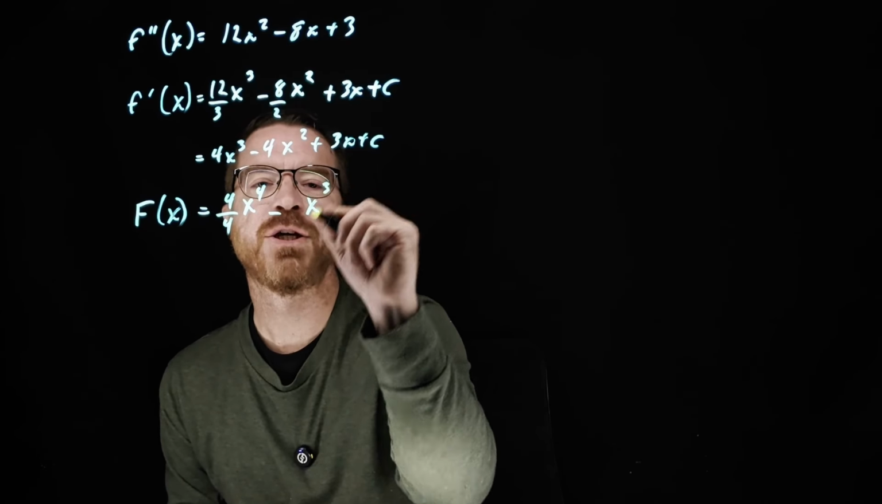So we're going to get minus 4 over 3x cubed plus this x is going to become x squared. So this will be 3 over 2x squared plus cx plus d. Now this would be our final answer for this because we don't have the initial values to be able to solve for c and d.